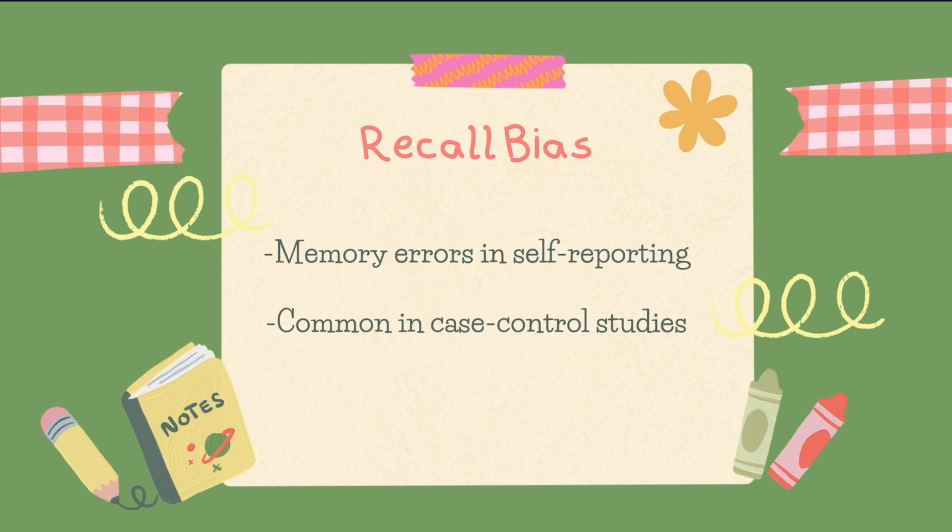Next is recall bias. Recall bias occurs when participants remember past events inaccurately. This often happens in case control studies where people with a disease may think harder about past exposures than those without it. For instance, mothers of children with birth defects might recall more details about their pregnancy or medication use than mothers of healthy children. This difference in memory can distort the apparent link between exposure and outcome.